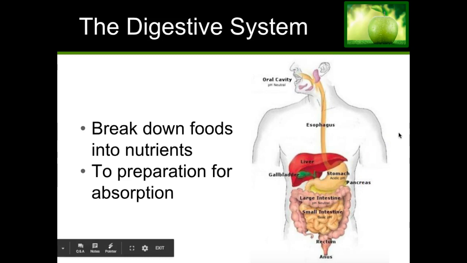The key components of the digestive system are there to break down foods into nutrients so we can absorb them, and to prepare those foods for absorption into the bloodstream or into the lymphatic system.